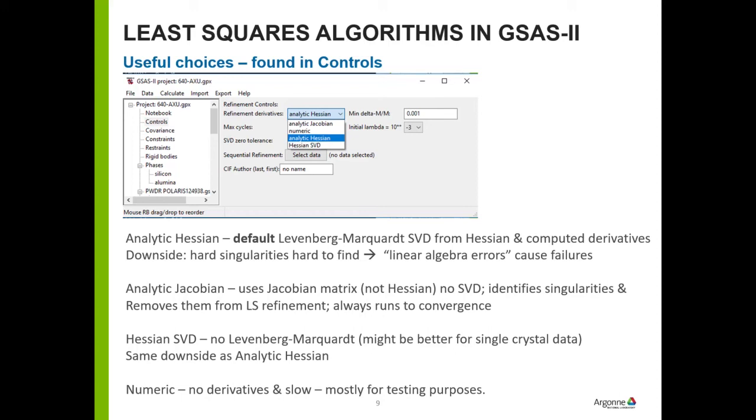And it always runs to some convergence someplace, so you never know how long it's going to run. There's a Hessian SVD, which doesn't have the Levenberg-Marquardt, and it might be better for single crystal data. There's also a numeric one, which uses numeric derivatives. In other words, it takes the model, steps one parameter, recalculates the function, and uses that to calculate that derivative. And it's terribly slow, but we use it for testing. So don't use this. Not unless you really, really, really need a cup of coffee or 2.